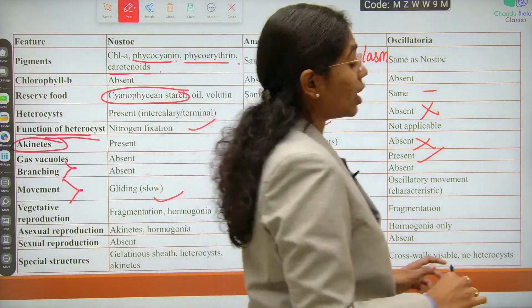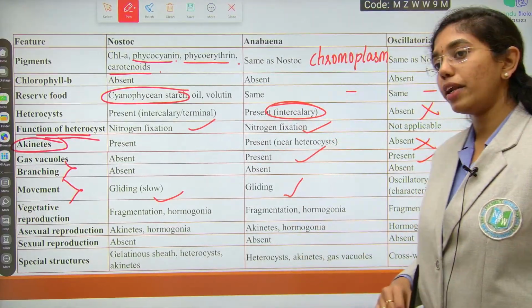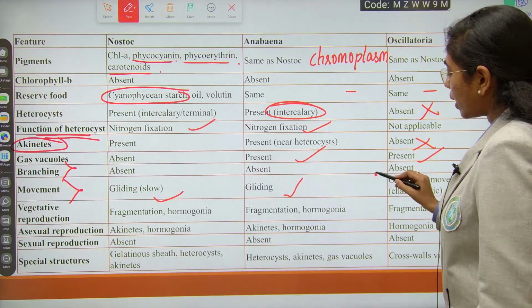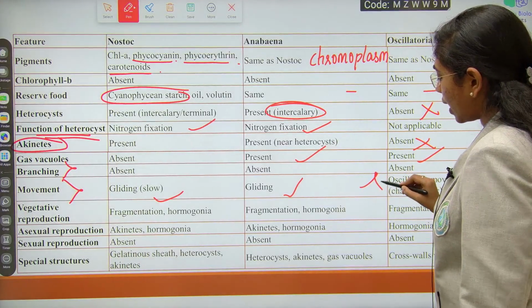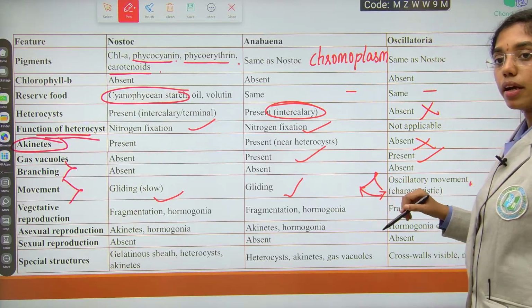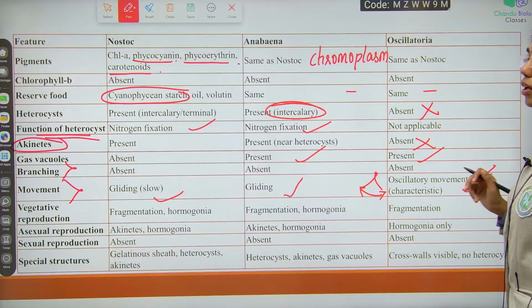In Oscillatoria, we can see three types of movements. One is like a pendulum, second is rotatory movement also is observed. Like how a pendulum moves here and here, in the same way it will move. Fine, right? That movement is known as oscillatory movement. That is why the name is given as Oscillatoria.